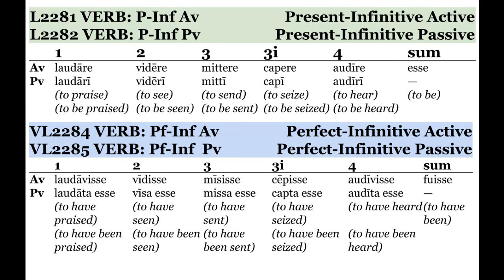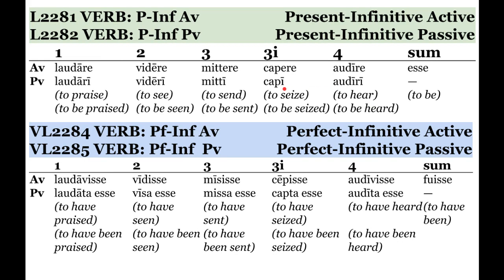All right, here are the infinitives you need to memorize. We've already learned the present infinitive from last year. Now we're going to learn the present infinitive passive. That means the subject is being acted upon. So instead of laudare, to praise, it's laudari, to be praised. Videre, videri, to see, to be seen. Audire, audiri, to hear, to be heard.